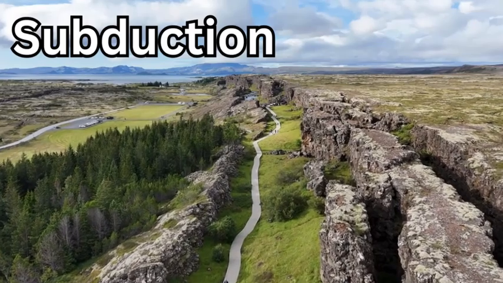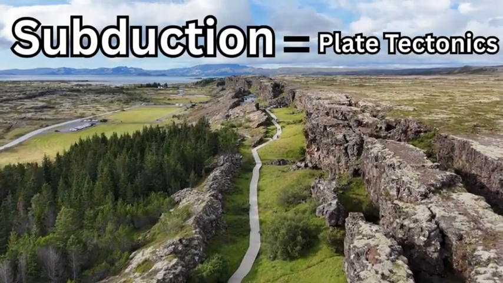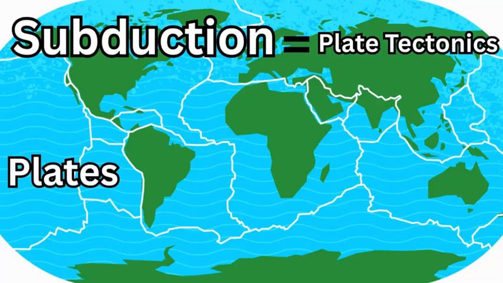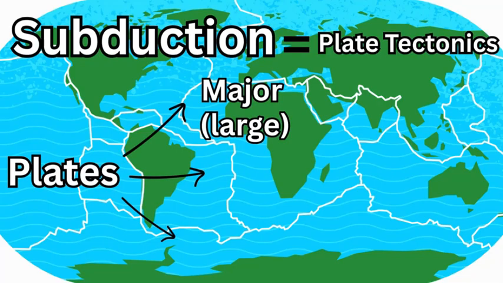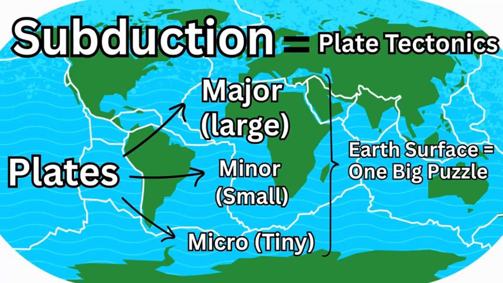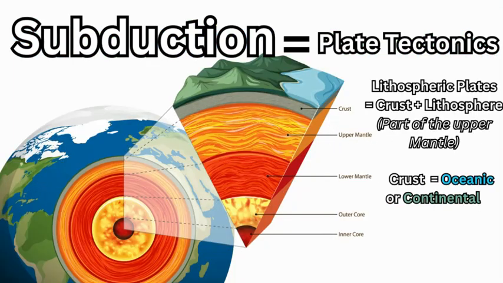Subduction is a part of plate tectonics, an overarching understanding and appreciation of the Earth's surface and how it's broken into pieces that are called plates. There are major plates, the large ones, smaller ones called minor, and in between there are tinier ones called microplates. And these all join together like a massive puzzle across the Earth's surface, and this includes the crust, which can be either oceanic or continental, and the lithosphere, which is the layer of the Earth's interior directly below the crust and is part of the upper mantle.